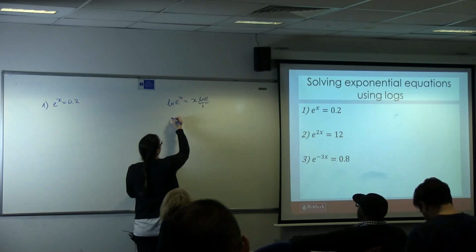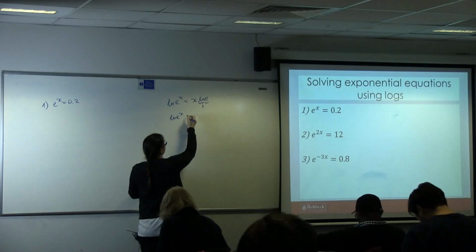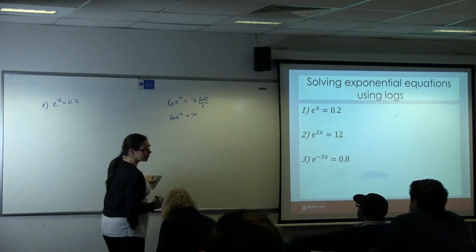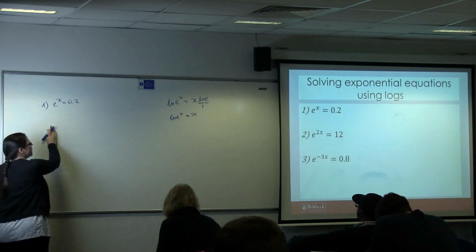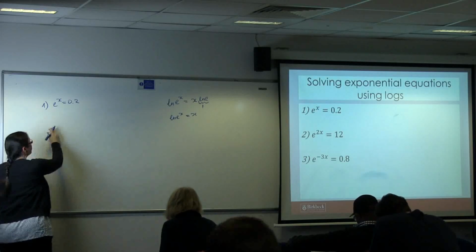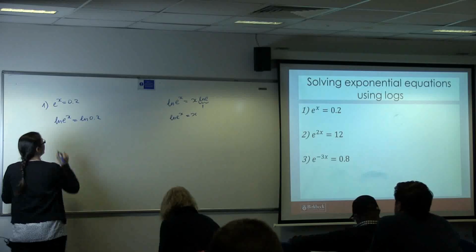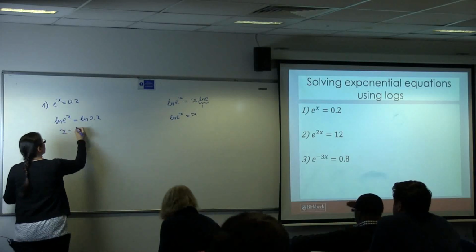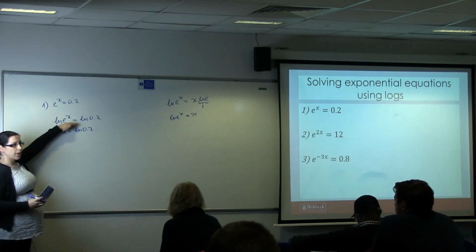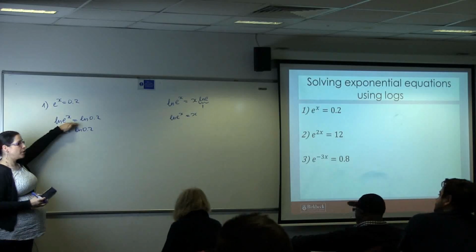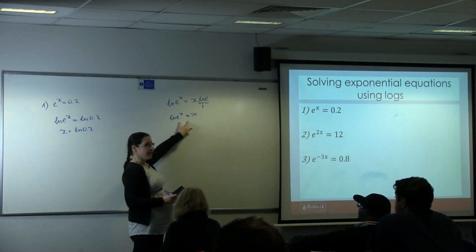Or I can just remember that on the very first pages, I've written down for you that ln e to the x is always equal to x. So what I can do now is apply the log to both sides of the equation. So ln e^x equals ln 0.2. That means x equals ln 0.2. And in most cases, you're probably going to omit this step in your calculations, but remember that this step is going on in here, and you are actually applying this identity.